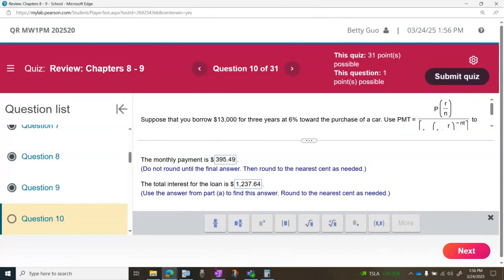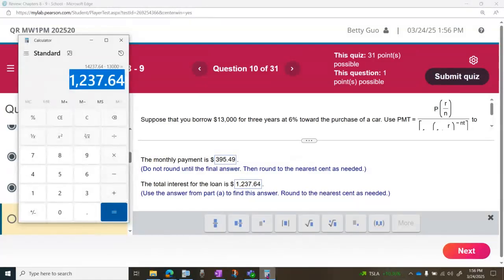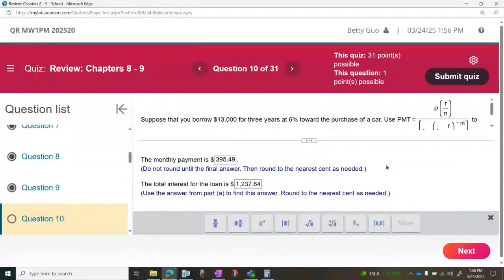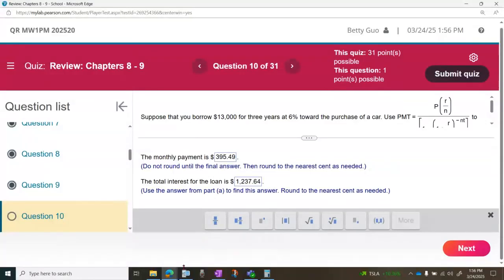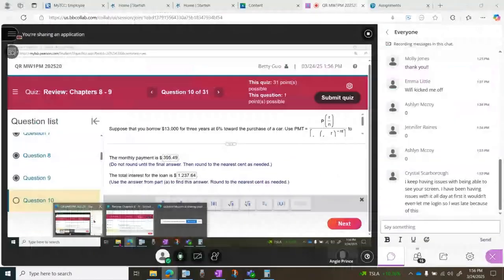$1,237.64. That's the interest. That's the cost of the loan. Double check. 1,237.64. Right? Yeah, so that's a loan problem.